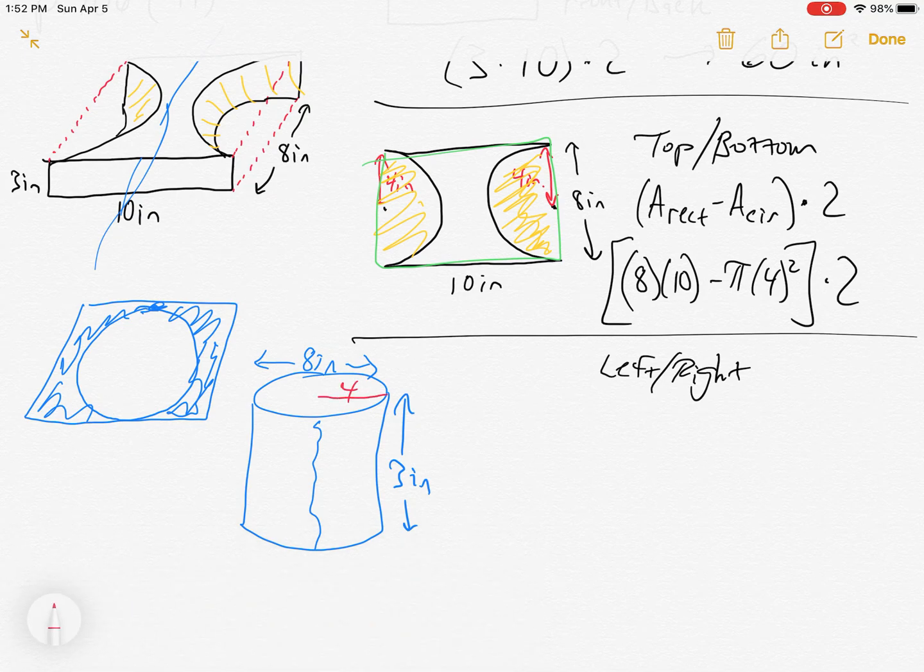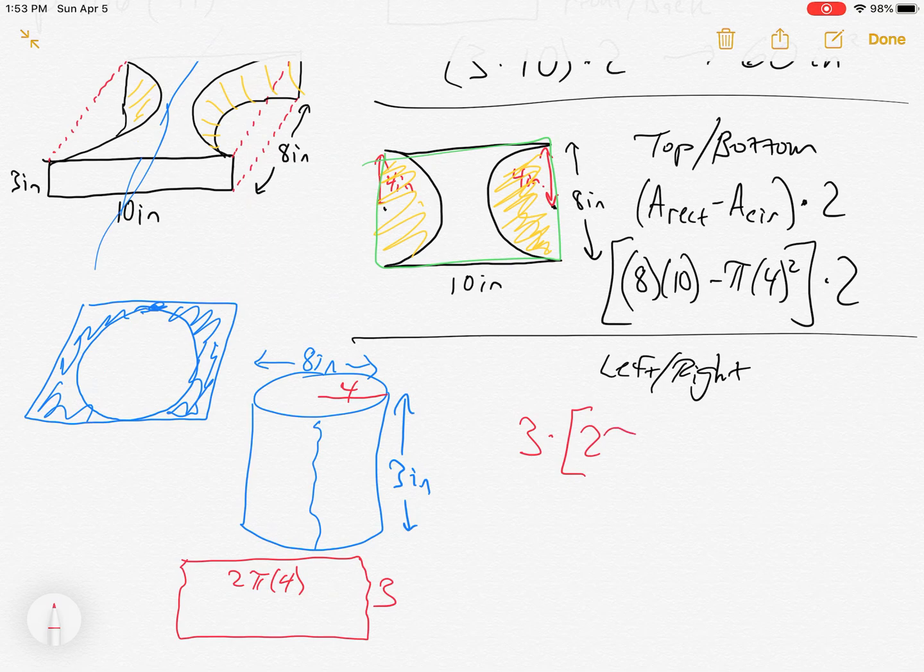So this again is 4, the radius. So the lateral surface area, if you were to tear that off, it looks like this. This is 3, and this dimension here is 2 pi times 4. Or I could have just said pi d, pi times 8. So there's only one of these. So this area is just going to be 3 times 2 pi times 4.